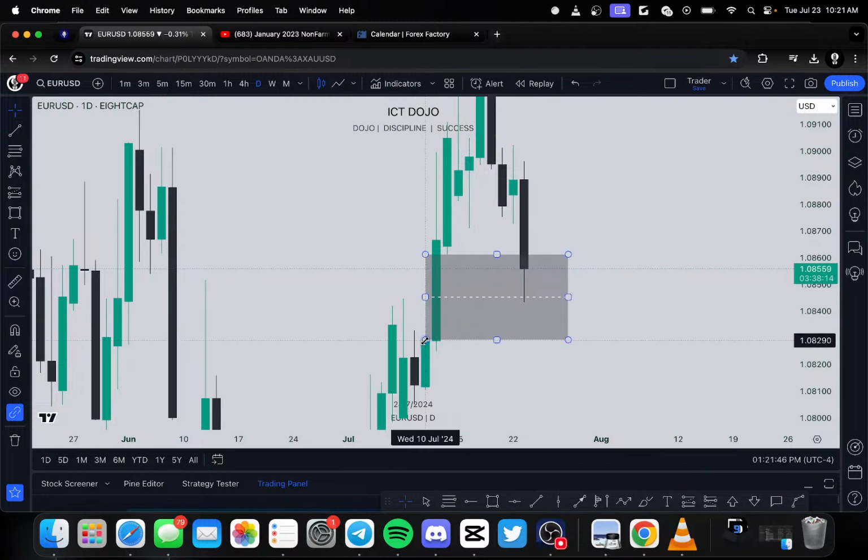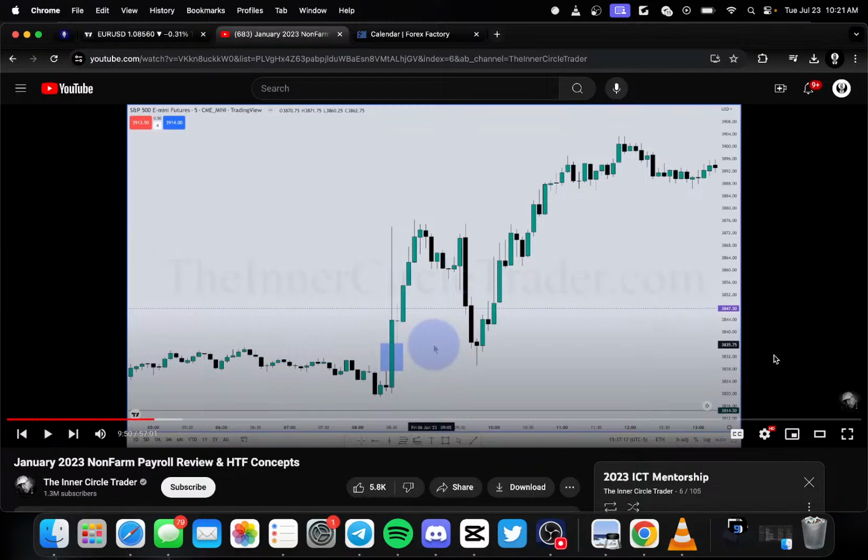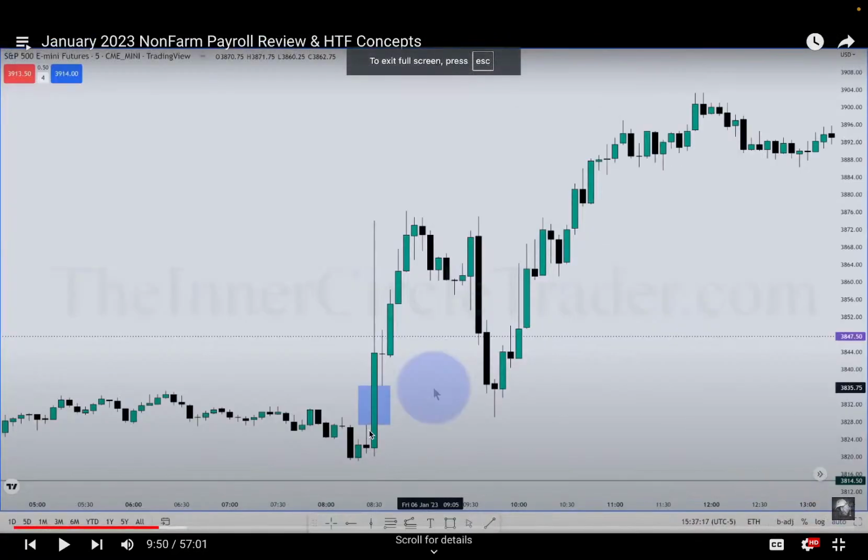Top of the wicks, it's the 3 candle range. Top of the bottom candle, bottom of the top candle. And you can see that's exactly the same as he outlined here.